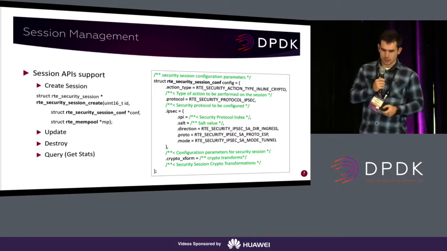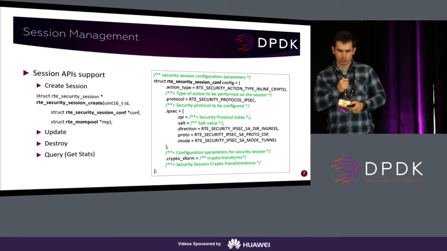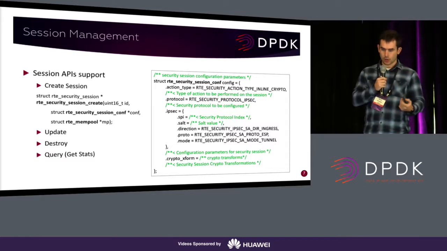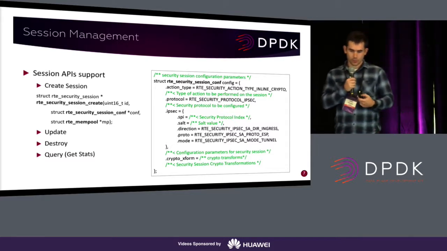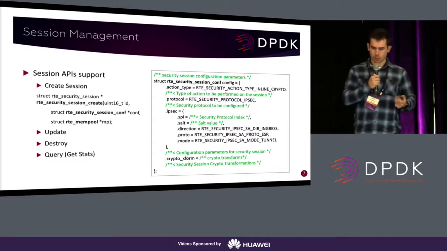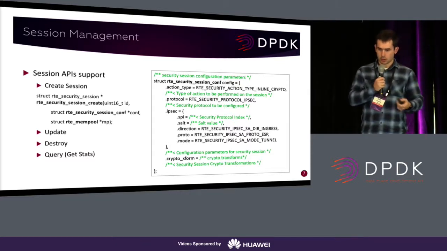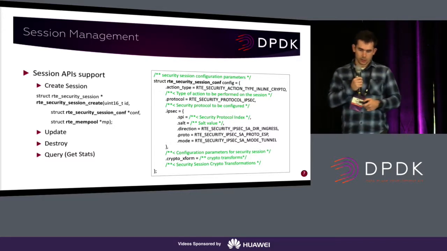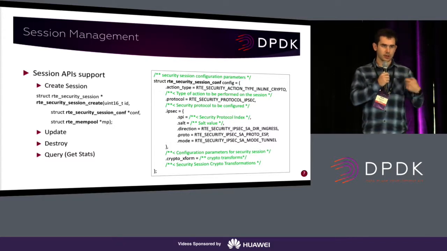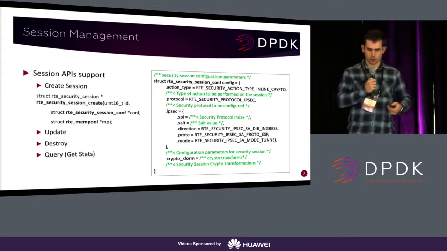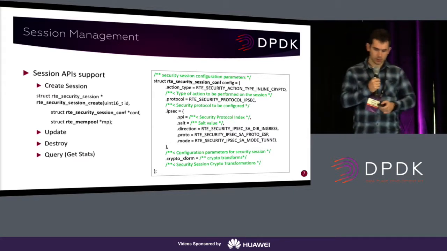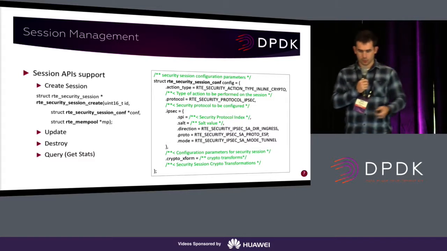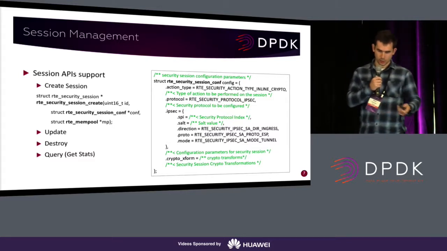So here we see an example of the session management API. On the right, we have a configuration of a session. First, there's the action type, which is inline crypto in this case. The protocol is IPSEC, and then there come the IPSEC-specific configuration options, the SPI, the salt, etc. And finally, there are the crypto parameters, which are called the crypto transform here.